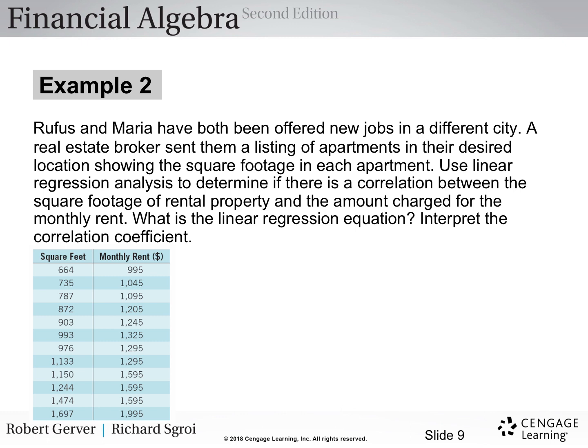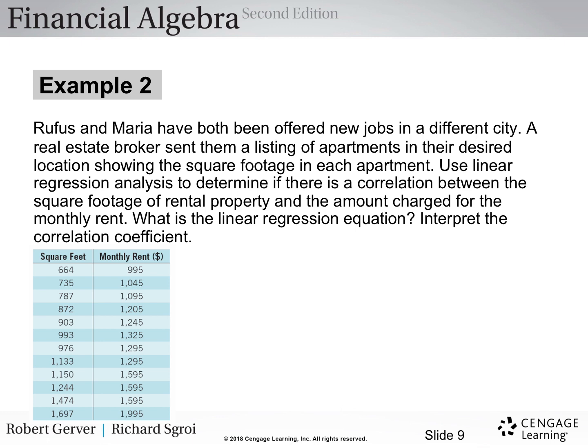All right, now let's look at example 2. Rufus and Maria have both been offered new jobs in a different city. A real estate broker sent them a listing of apartments in their desired location, showing the square footage in each apartment. Use linear regression analysis to determine if there is a correlation between the square footage of rental property and the amount charged for the monthly rent. What is the linear regression equation? And lastly, interpret the correlation coefficient.